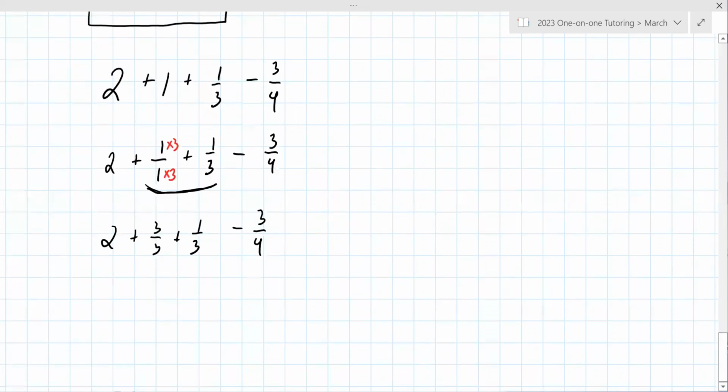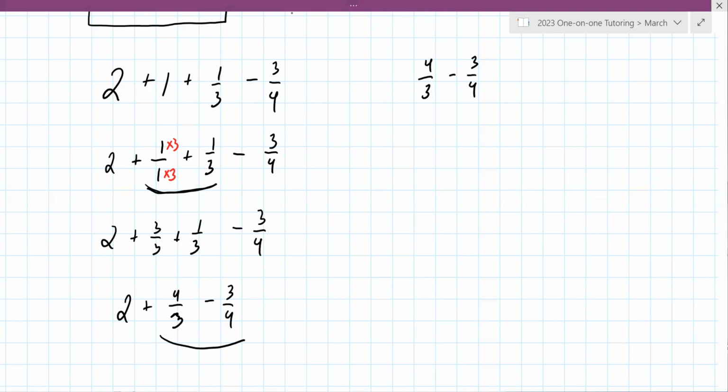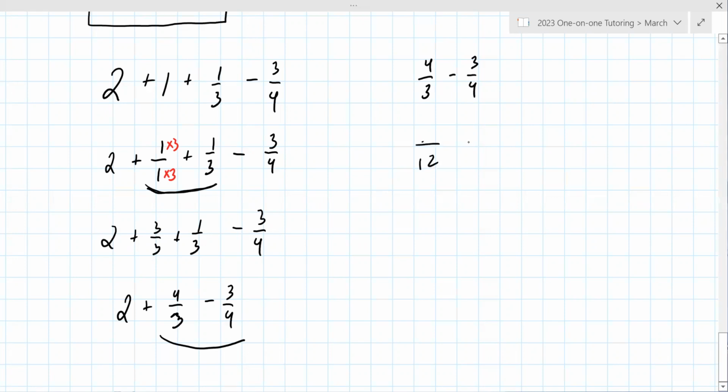So that becomes 2 plus 4/3 minus 3/4. And now you have to combine these two fractions here. And they've got a different bottom. So just bring that up here to the right to see. So you want to make a common denominator here, which I think you can see is 12.